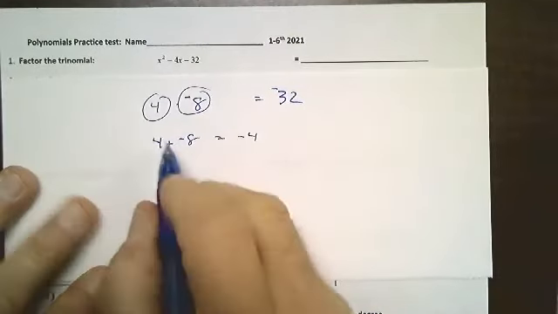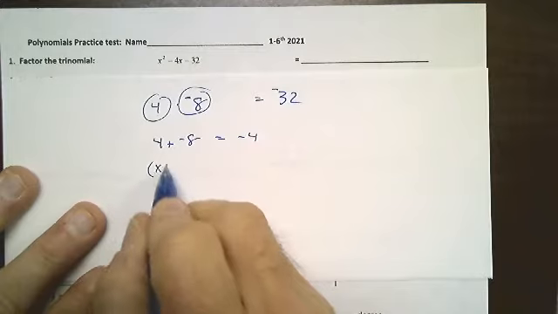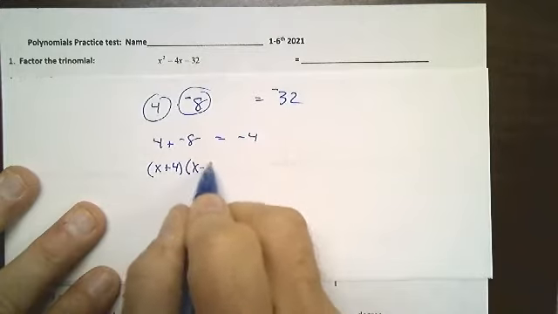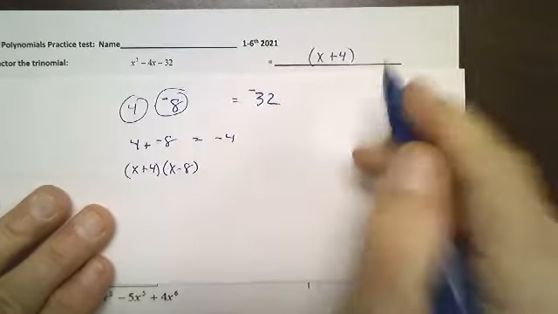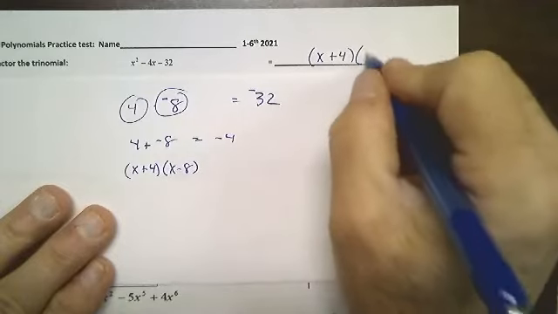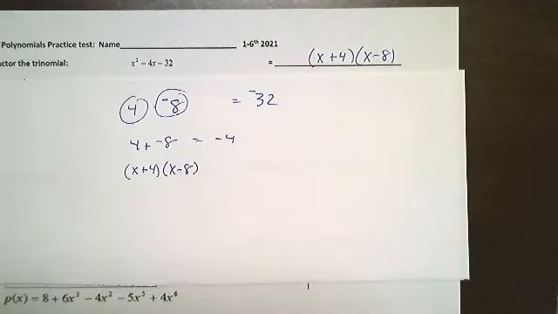So now that I know my numbers, I can put an x in front of both. This would be x plus 4, x minus 8. That goes up here in the first blank: x plus 4. The order does not matter. You could put the x minus 8 first if you have a preference.